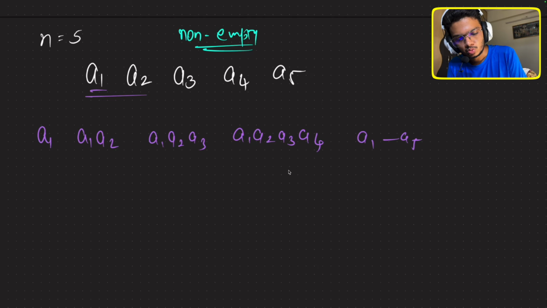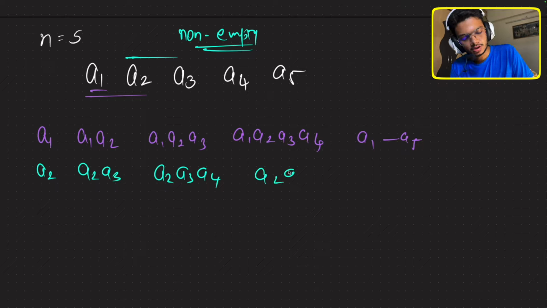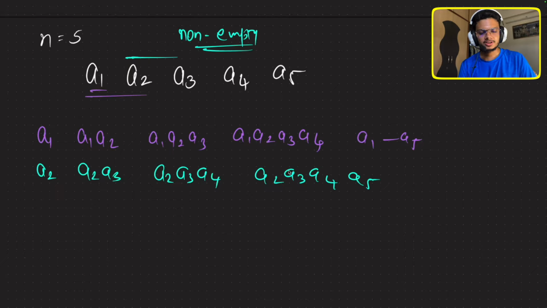What about A2? First will be A2 itself, then A2, A3, right? Then A2, A3, A4, then A2, A3, A4, A5, right? So this is all the possible subarrays starting with A2. Similarly, you can get them for A3, then A4 and A5. All the subarrays starting with A5 will be simply A5 only.